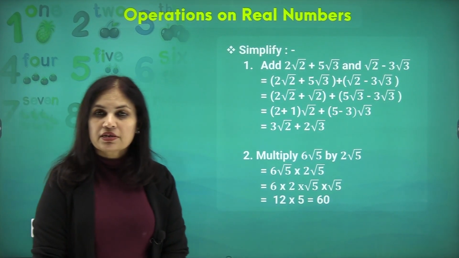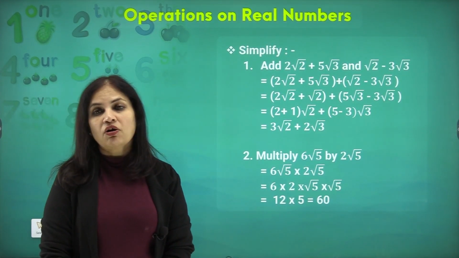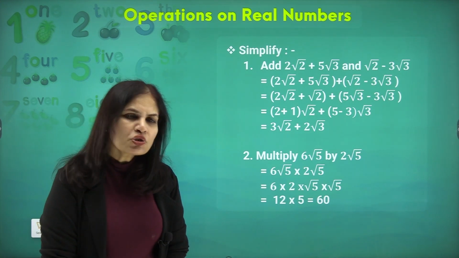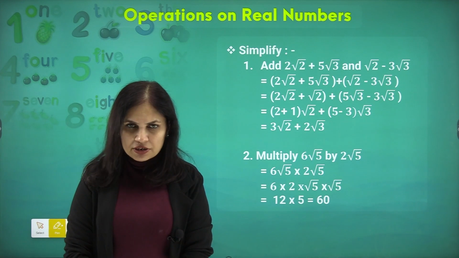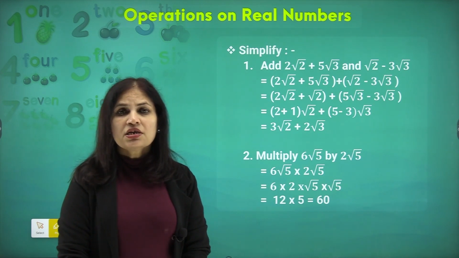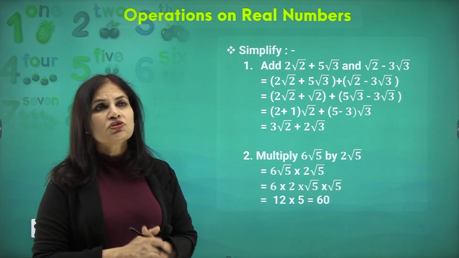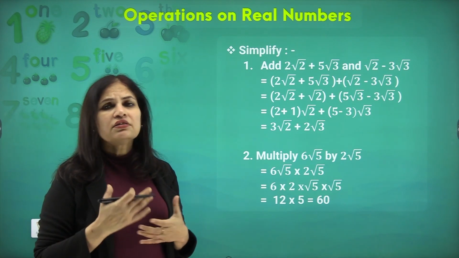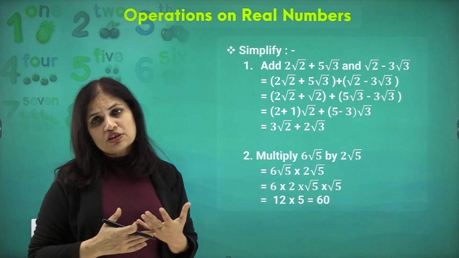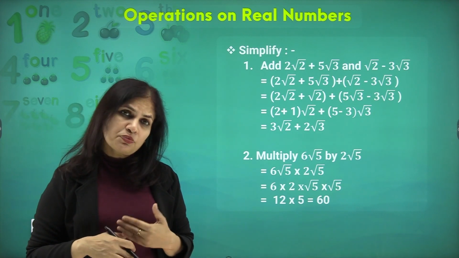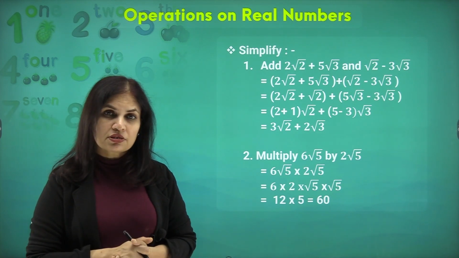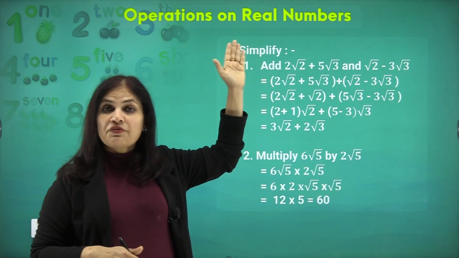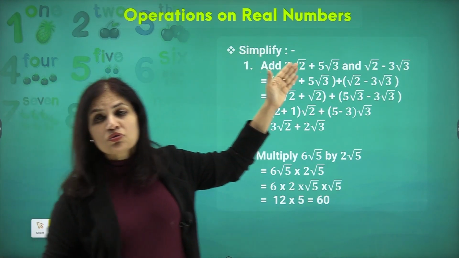So here are some examples of simplifying rational numbers. The simplest way of operating irrational and rational numbers is to group them as variables. Let us take the irrational numbers as one set of variables and rational numbers as another set of variables. For example, if I have to add 2 root 2 plus 5 root 3 and root 2 minus 3 root 3.